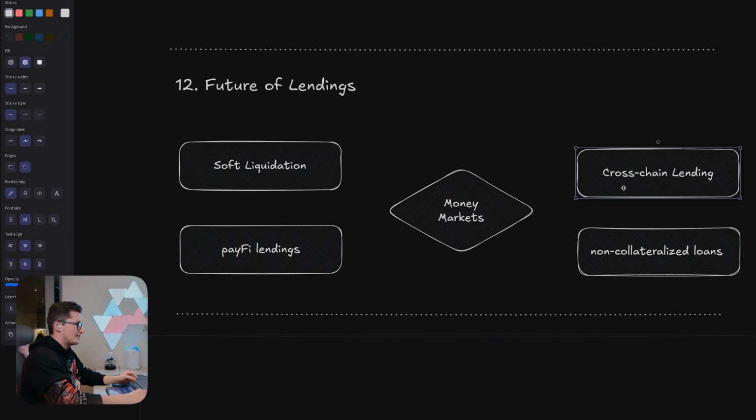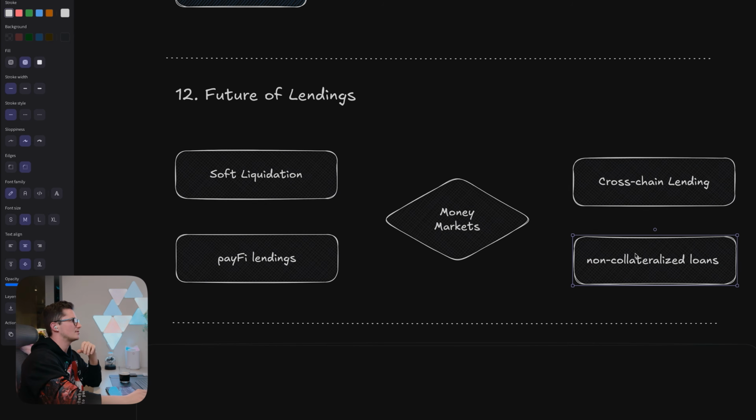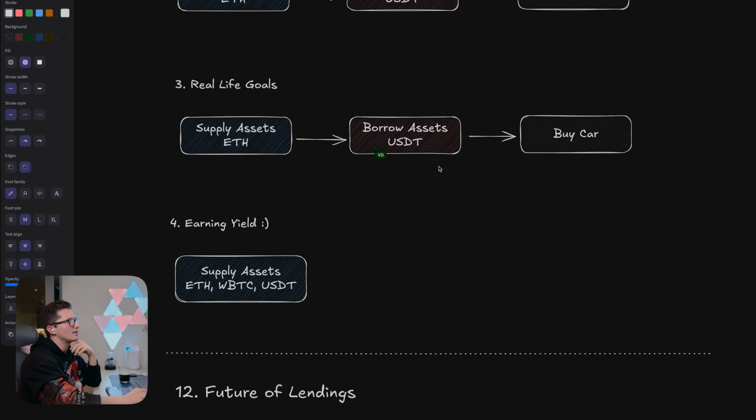Then the cross-chain lendings. What it means is that you can supply assets on one chain and borrow assets on another chain. Also the cross-chain liquidations. Then non-collateralized loans. That's actually a very big idea and a very big problem, because usually we need to have some collateral to take a loan. But in the real world, we could have uncollateralized loans.